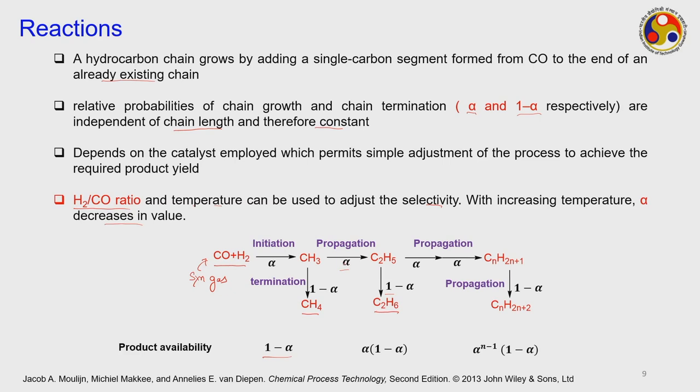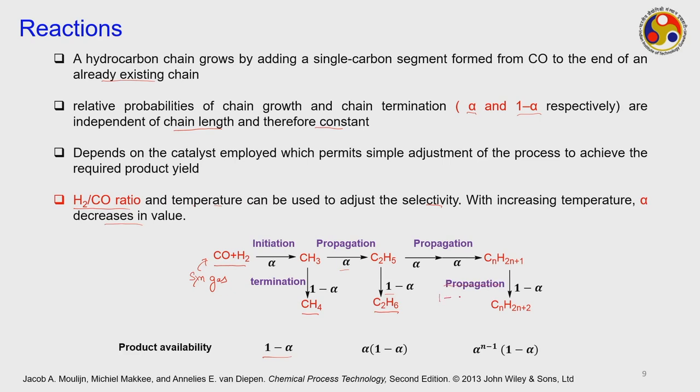So, you have to multiply the factor of probabilities, that is alpha into 1 minus alpha. The probability of formation of ethane is directly proportional to the product of the probabilities of propagation and termination. Now, you keep on going like this and you keep on multiplying these probabilities, you will reach somewhere here, which is again finally propagation, and let us say you are finally here, instead of propagation you are termination.